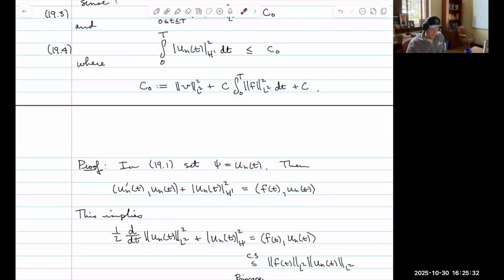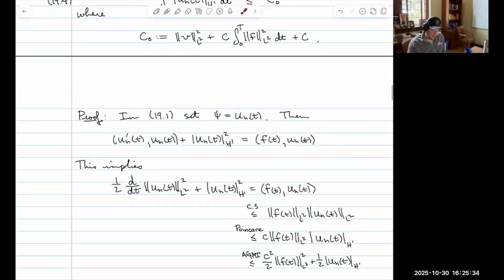Well, I can first notice that this term here is pretty nice. It's just 1/2 times the time derivative of the L2 norm squared of uh. Okay, so how do I show that? Well, this is just an integral. This is an L2 integral.